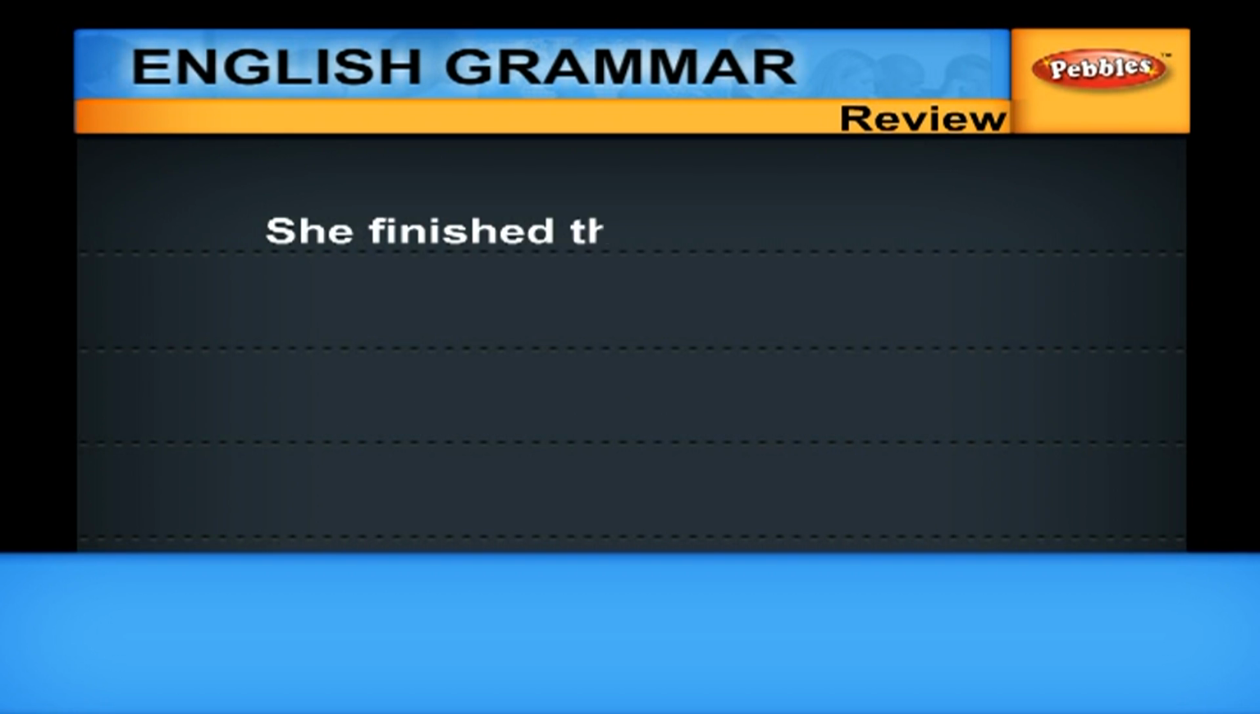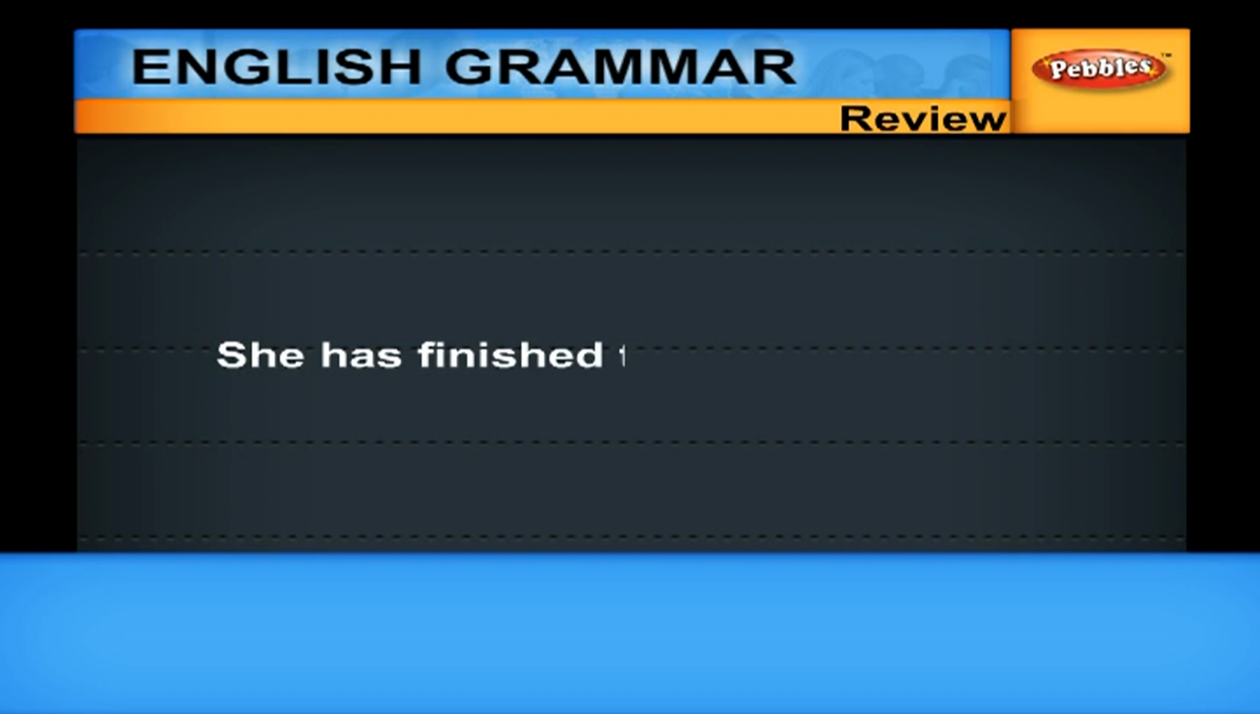She finished the work just now. Again, wrong usage. You have an indicator, just. That means that the action is over and the action has been completed just now. So, you have to use only present perfect. For present perfect, we need to use have form. And she is third person singular. So, we need to use has as the helping verb. The correct sentence is, she has finished the work just now.